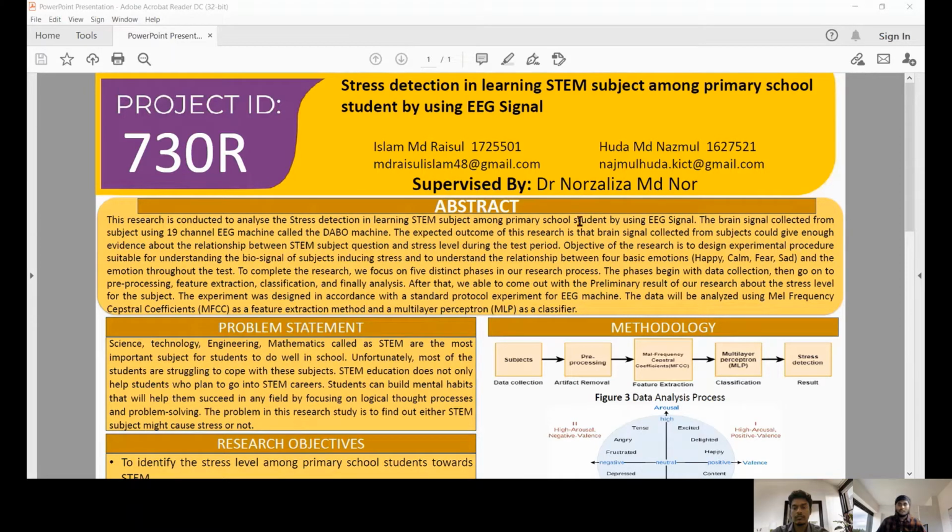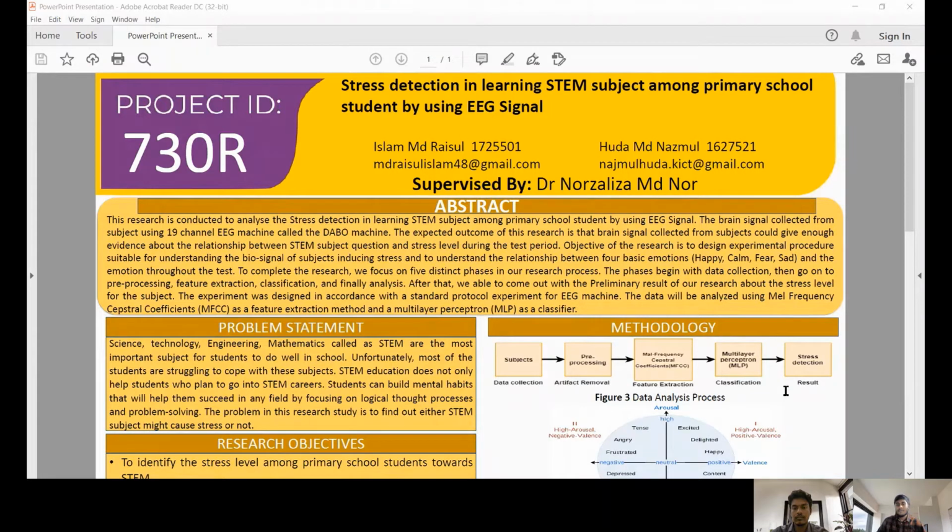First, I'll talk about the overview of our project. Actually, we are doing this research to analyze the stress detection in learning STEM subject among primary school students by using EEG signal. We collect the brain signal from subjects by using a 19-channel EEG machine, called the Jabo machine. The expected outcome from this research is to find enough evidence between the subject question and the stress level during the test.